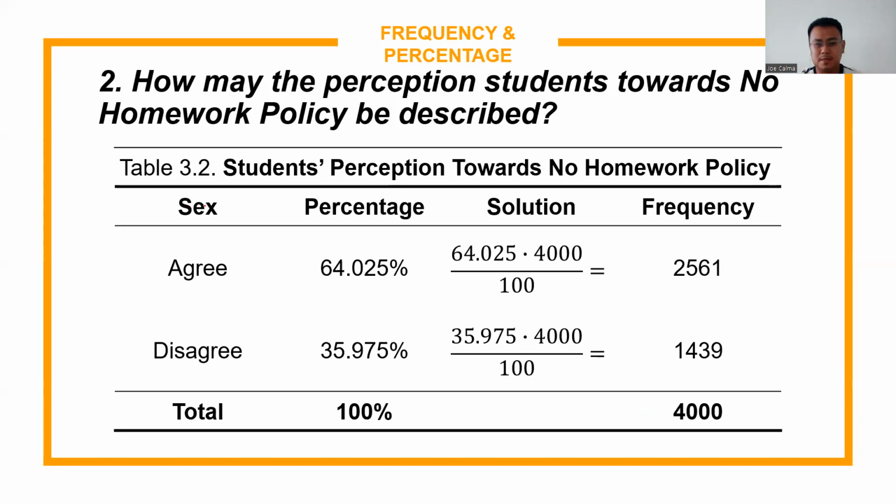Anyway, another example, how may the perception of students towards no homogeneity be described? Ito naman, papakita ko lang kung paano mag-convert from percentage to frequency. Okay? So kanina, nag-divide muna tayo, then nag-multiply. Ngayon naman baliktad. Mag-multiply muna tayo, then divide by 100. So the percentage, i-multiply sa total, then divide by 100, para makuha natin yung actual frequency.